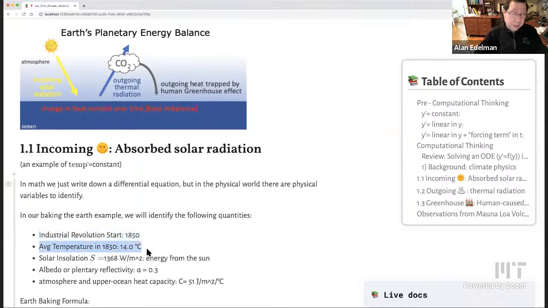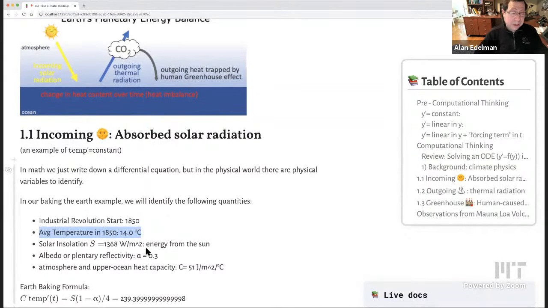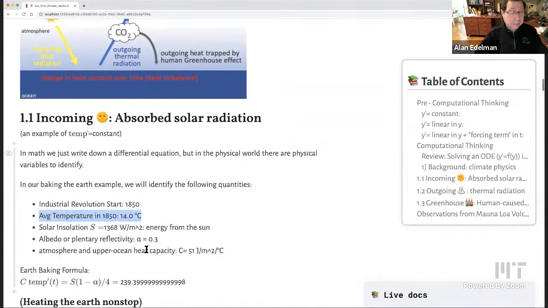The average temperature in 1850 has been measured. It's taken as 14 degrees Celsius. There's the power that comes from the sun, which, I'm just taking these numbers from Henri, but it's listed as 1368 watts per meter squared. And the planetary reflectivity is 0.3, and the upper ocean heat capacity is 51 joules per meter squared per degree Celsius. So this is where the physics gets not so much complicated, but the devil's in the details, as you might expect.